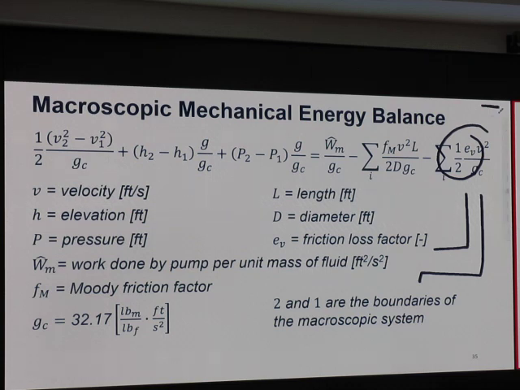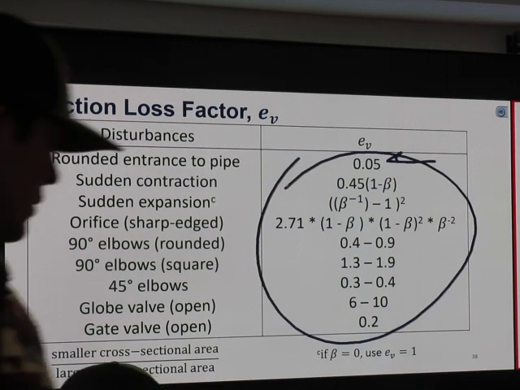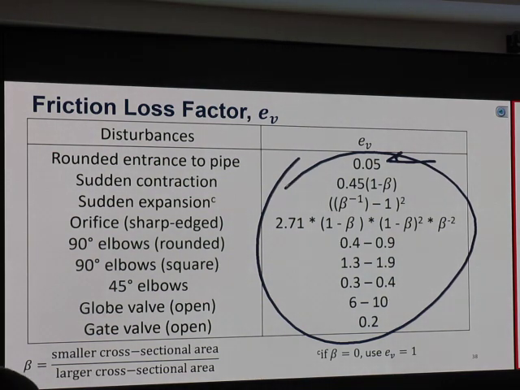E sub V term, people have done experiments on it already, and it comes from a table like this. So it doesn't have unit. Rounded entrance pipe is that much. Sudden contraction, sudden expansion, orifice, sharp edge, 90-degree elbow, 45-degree elbow, square, round. So there are values of E sub V. Sometimes it is a range, okay? 1.3 to 1.9, for example.